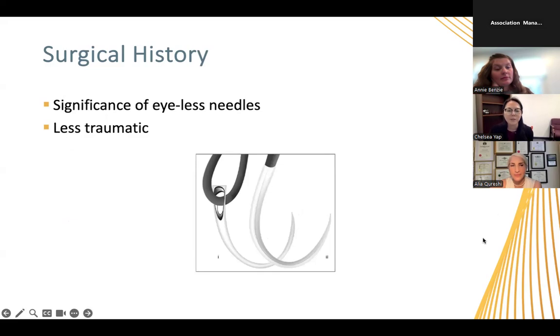And this is just something that I also found really interesting: the eyeless needles don't get enough credit because of how traumatic it was here. As you can see, having this eye here for suturing. Now that the needles didn't have eyes on them, it was less traumatic for surgery across the board.